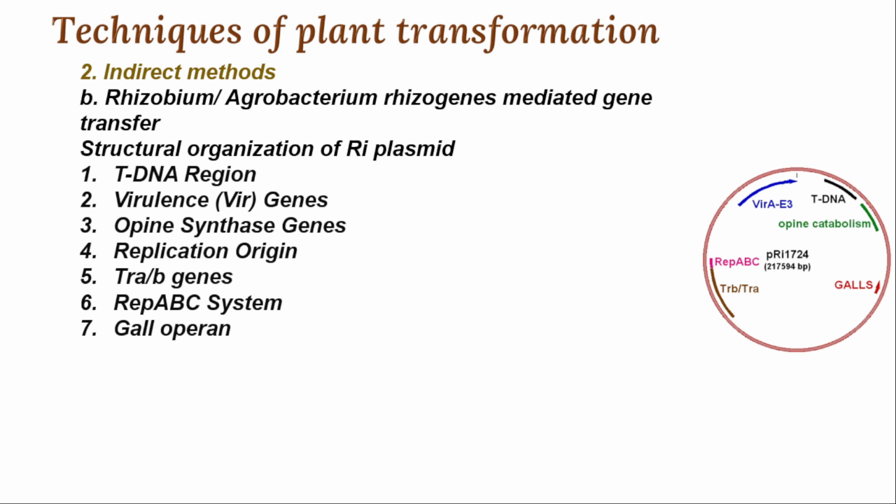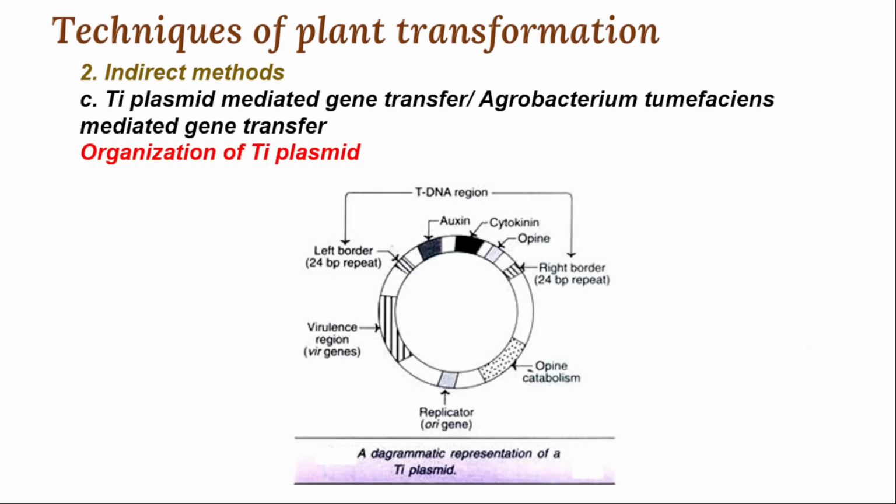Whenever desired genes are inserted in place of the virulence region, definitely with a strong promoter, that will integrate and then produce a transgenic plant. One more method is called Ti plasmid mediated gene transfer, or Agrobacterium tumefaciens mediated gene transfer. Both are the same, because we need to insert the gene of interest into the Ti plasmid only. Agrobacterium tumefaciens is a natural engineer that mainly helps in transfer of the desired gene into the host, especially the plant host. This is restricted to plant hosts, not applicable to animal hosts.